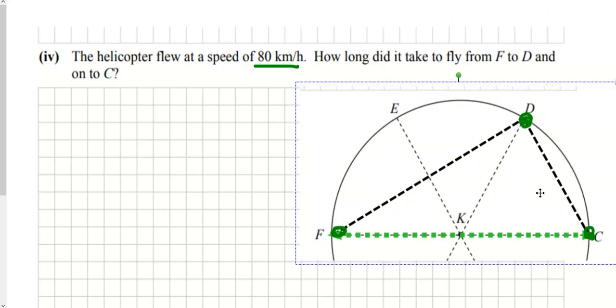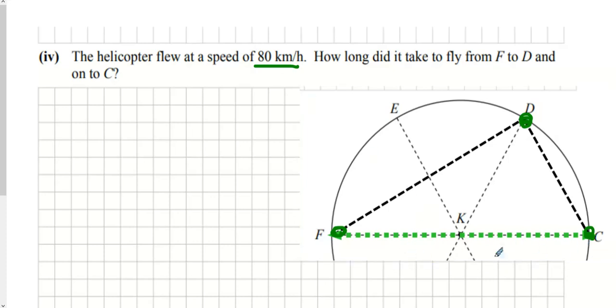Everybody sees it? Okay. Can everybody tell me what F to C is? F to C is 60. Everybody cool with that? 60? Okay. Do we know what F to D is? No. We don't know what F to D is.